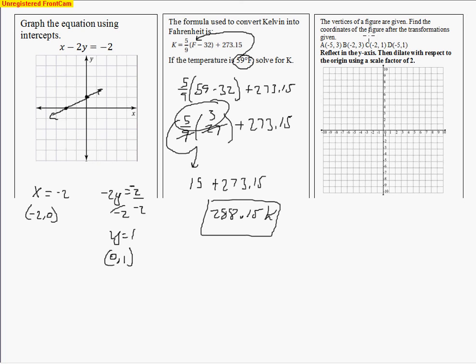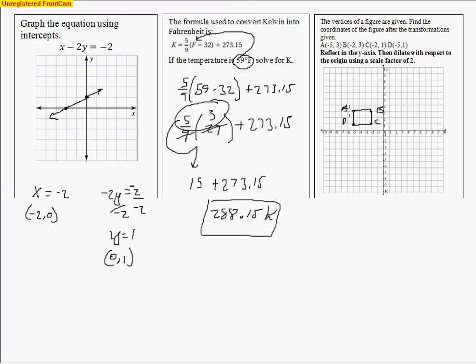It says the vertices of this figure are given, so let's go ahead and plot them. -5 and up 3 spaces, and that's A. And then -2 and up 3 spaces, and there's B. And then I go over 2 spaces and just up 1 space, and there's C. And then over 5 spaces, up 1 space, and that is D. So I'll draw the lines between the points.